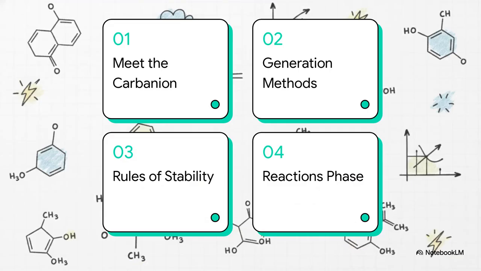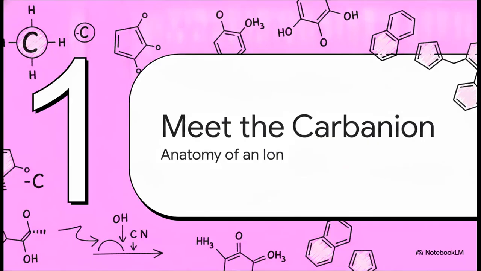Here is our roadmap for the day. First, we'll meet the carbanion. Second, we'll look at generating the intermediate. Third, we'll cover the rules of stability. And finally, section 4, we'll wrap up with reactions and rearrangements. Okay, part 1. Meet the carbanion, anatomy of an intermediate.